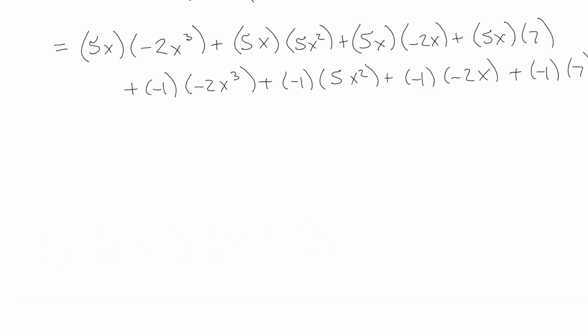All right. So I've got 5x times negative 2x cubed. All right, so it's 5 times negative 2 is negative 10. That's x to the first times x cubed, so that's x to the fourth. All right, done. Next term, 5 times 5 is 25. X times x squared is x cubed. 5 times negative 2 is negative 10. X times x is x squared. 5 times 7 is 35x.